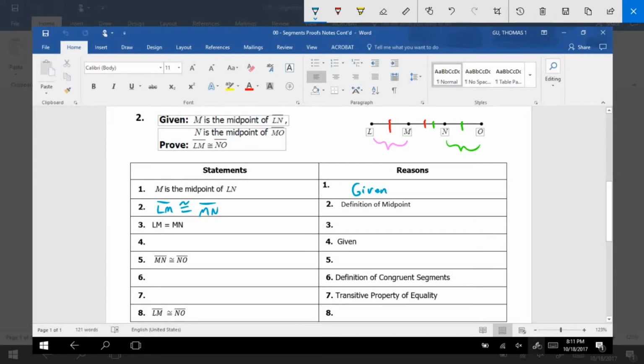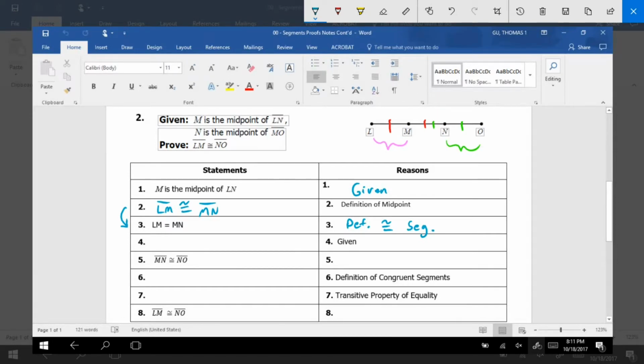Okay, then how do we go from step 2 to 3? Look, we changed the congruent sign to an equal sign. That's going to be the definition of congruent segments. If segment LM is congruent to segment MN, then LM equals MN. The measure of LM equals the measure of MN.